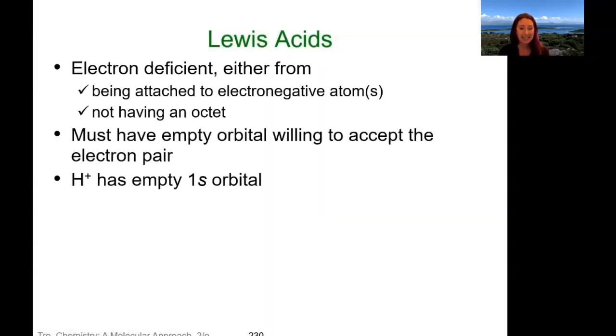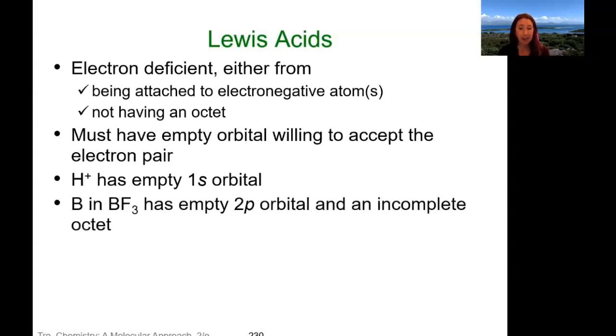Now, Lewis acids need to have an empty orbital so they can accept a lone pair. So they have to have the ability to take in a pair of electrons. That's why, when you took 219 and you did Lewis structures, you remember BF3, right? Pretend those are lone pairs right here. It only has 6. It was an exception to our rule.